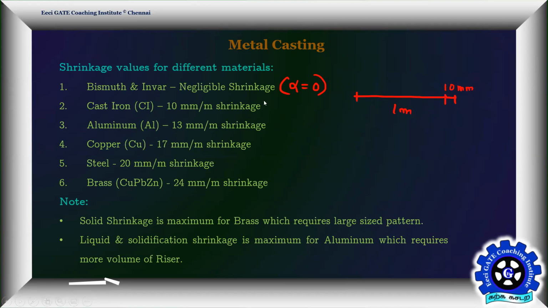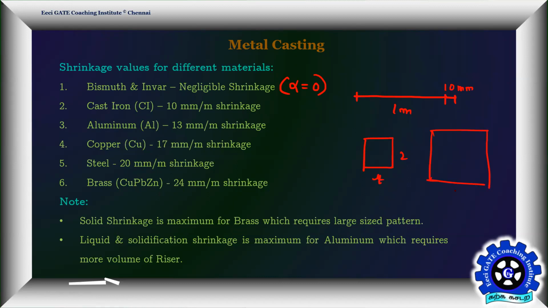Like that, aluminum will shrink 13 per meter, copper will shrink 17 per meter, steel has more shrinkage, that is 20 per meter, and brass has 24 per meter shrinkage. So alloy will have more shrinkage, sir. Yes, you have more shrinkage here. And please note that solid shrinkage is maximum for brass, which requires large sized patterns, right? Because if you want certain dimensions, you have to have a bigger pattern size, right?